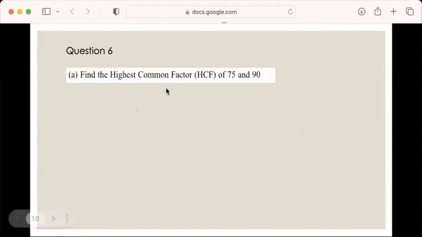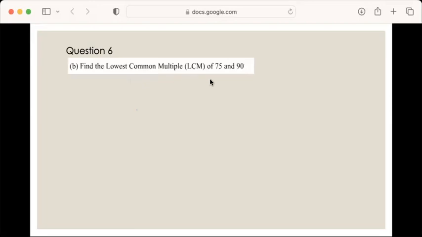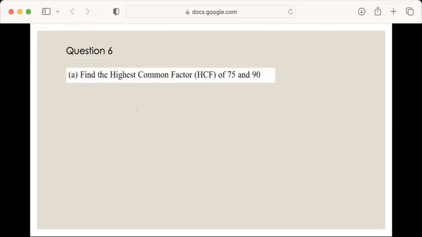We need to find the highest common factor of 75 and 90, and the next one is to find the lowest common multiple of 75 and 90. So it's the same thing. All right, let's see. First, to find the highest common factor of 75 and 90. Right, so 75 and 90.